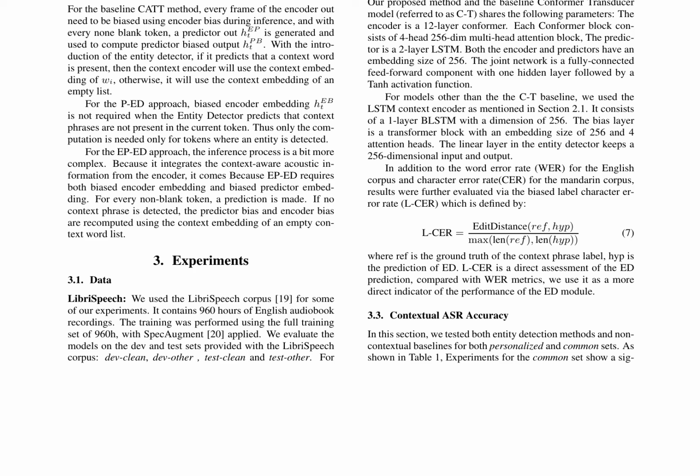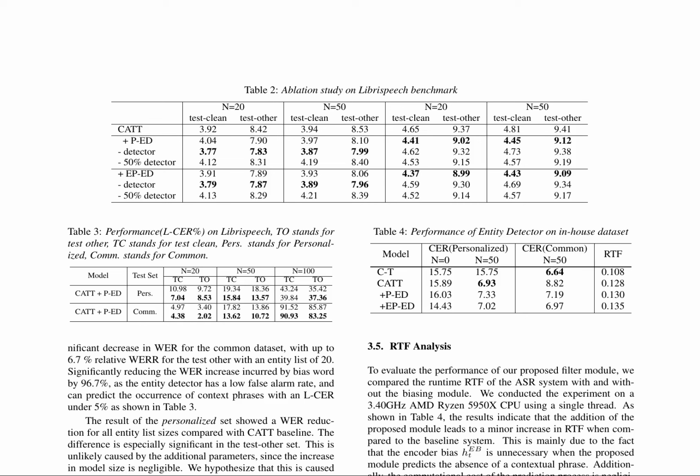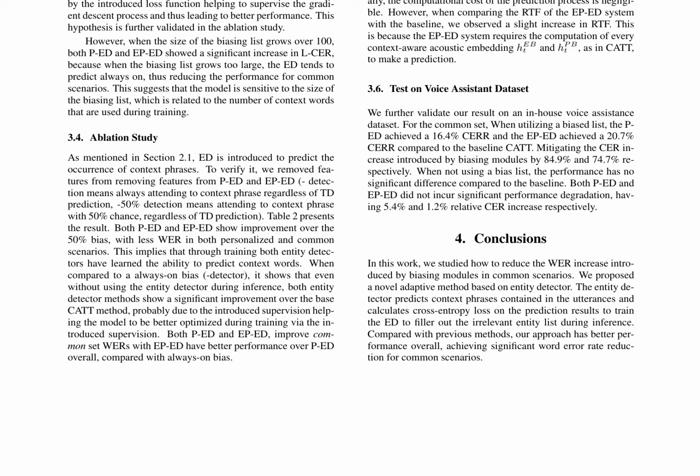Results show significant WER reduction for common scenarios, with up to 6.7% relative WER reduction for the test other set with an entity list of 20. The entity detector's low false alarm rate and ability to predict context phrases with a low LCER under 5% contribute to this improvement. An ablation study further validates the effectiveness of the proposed method, showing improvements over baseline and 50% bias conditions. The addition of the proposed module leads to a minor increase in runtime, but the computational cost is negligible. Overall, the approach demonstrates better performance in common scenarios, making it a significant advancement in speech recognition technology.